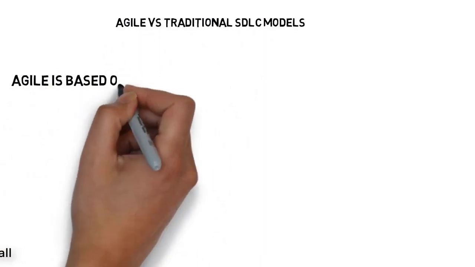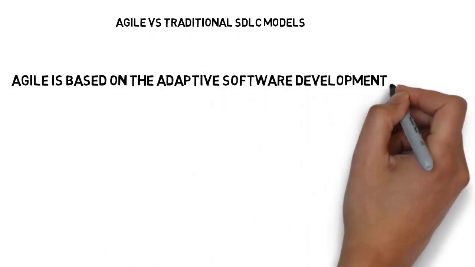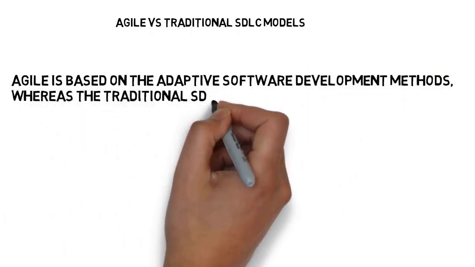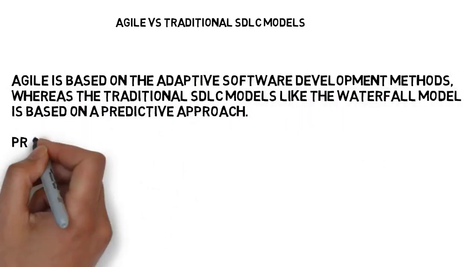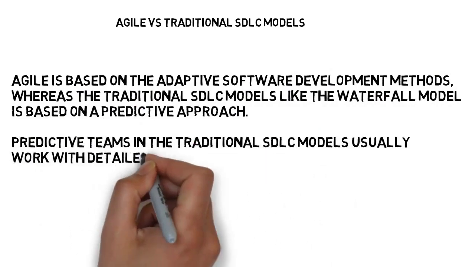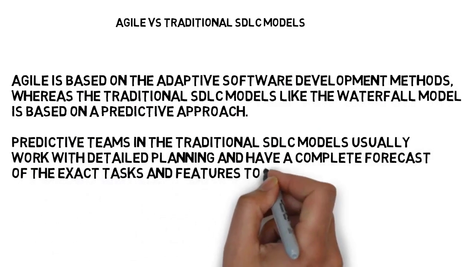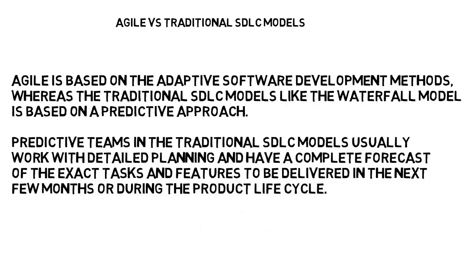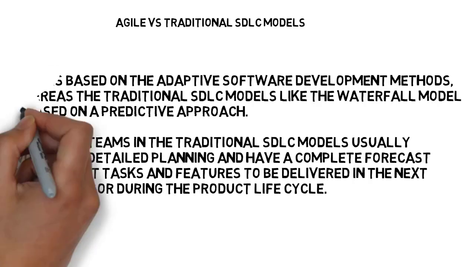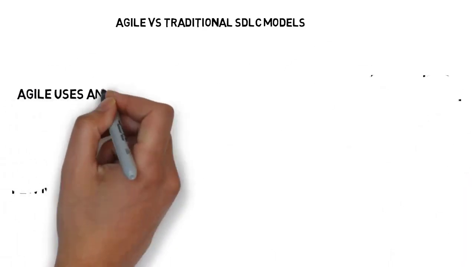Now we are going to discuss the basic difference between Agile and traditional SDLC models. Agile is based on adaptive software development methods, whereas traditional SDLC models like the waterfall model are based on a predictive approach. Predictive, in the traditional SDLC models, usually means working with detailed planning and having a complete forecast for the exact tasks and features to be delivered in the next few months or during the product life cycle.